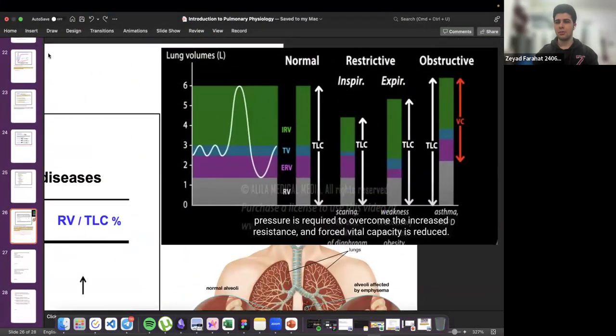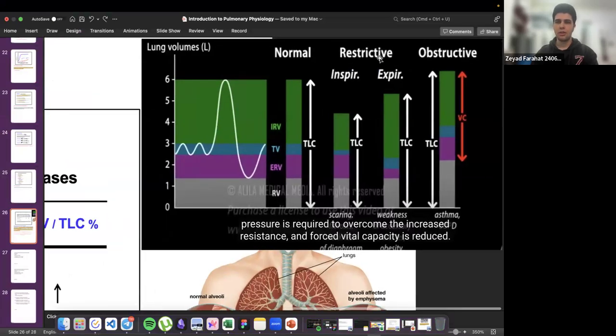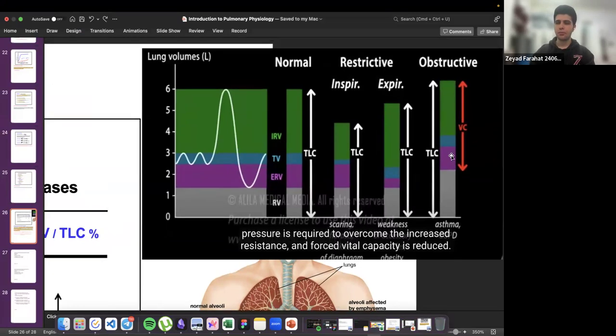Here you can understand this a bit better if you look at it here. In the restrictive lung disease, everything gets decreased in the same amount, even inspired or expired. This you don't have to know, but it all gets reduced by the same proportions. But here in the obstructive, the TLC, the overall, gets increased. But here you see the RV, which is the minimum volume, it also gets increased.